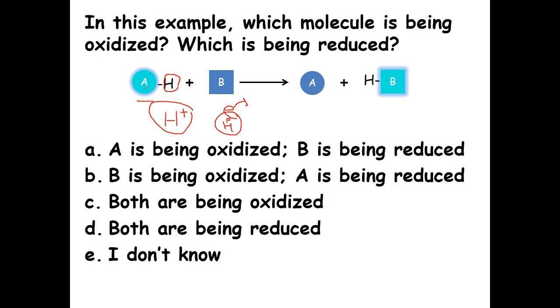A is correct. So you see that A loses its electron in the form of hydrogen ion, and then it gives this hydrogen to B. So B is being reduced because it gained. A is oxidized. Now let's look at a real life example.